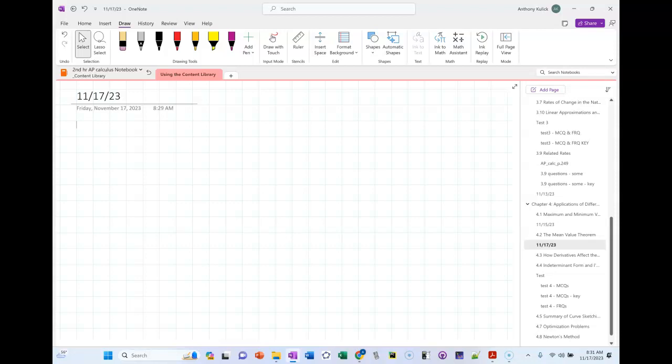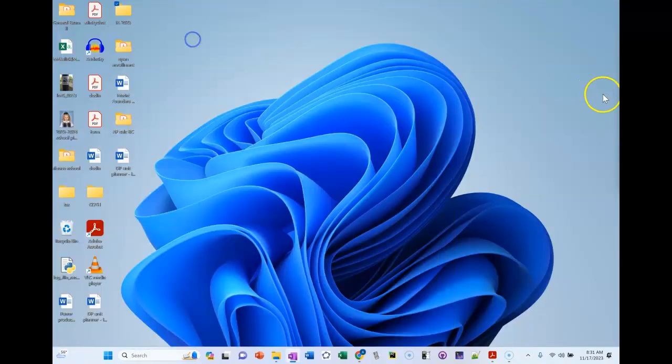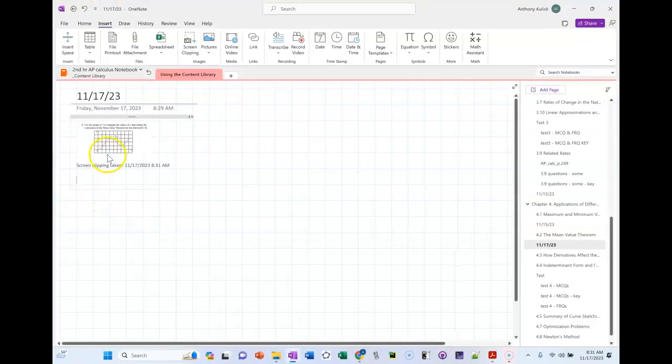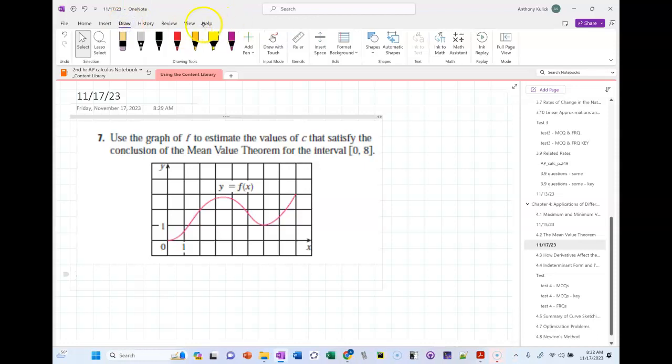Okay. Sounds like number 7 from 4.2. So this is a graph that we're looking at, right? Yeah. Okay. So it says, use the graph of f to estimate the values of c that satisfy the Mean Value Theorem on this interval from 0 to 8.